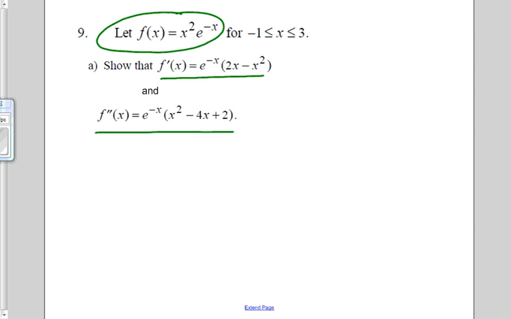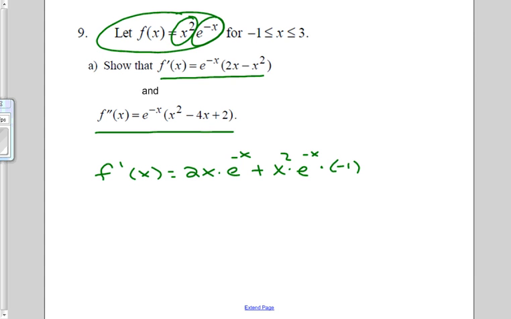So let's just start where we start. The derivative. Well, we've got my first function and then my second function. So the derivative of my first function is 2x times my second function plus the derivative of my first function times the derivative of my second function. Well, the derivative of e to a function is e to the function times the derivative of the function. And that was using the chain rule.